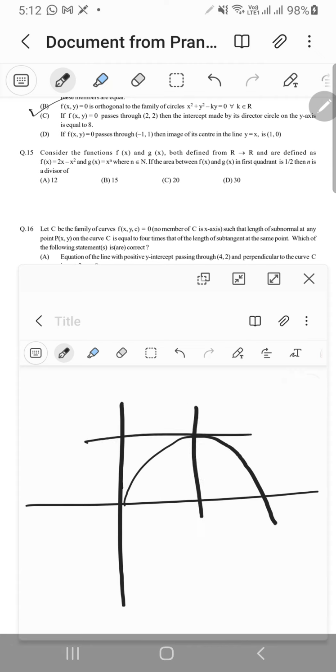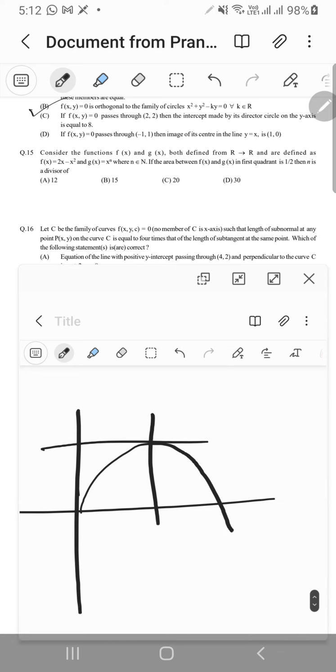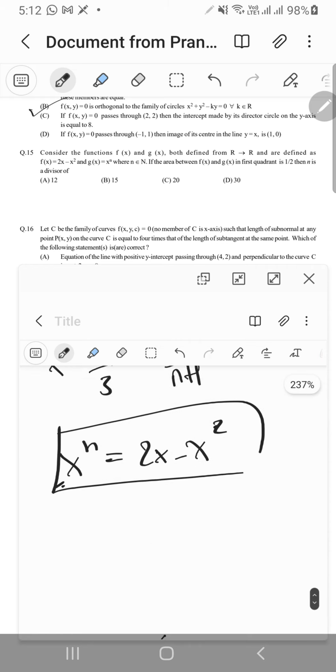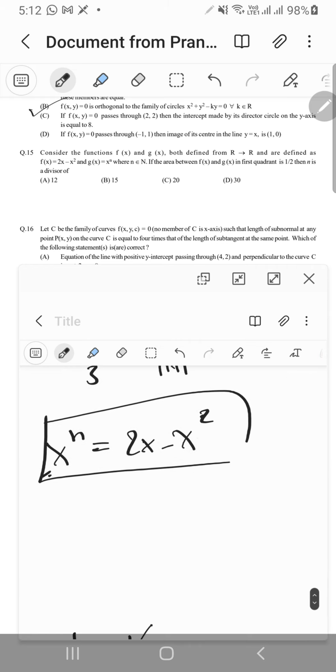Huh, it's x power n, so hey, that is it, x power n, right? So it does intersect every single time at this point. Of course, when you put x equal to 1, it just becomes 1. So yeah, that's very nice. In fact, this could be written like x power n minus 1 equal to 2 minus x.